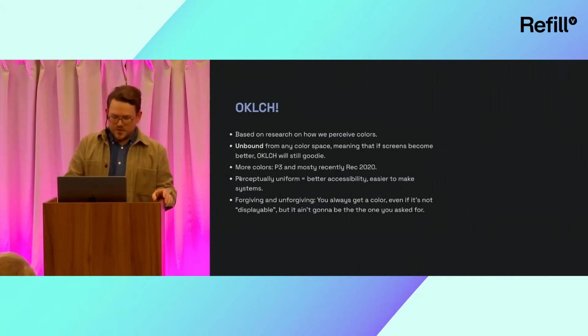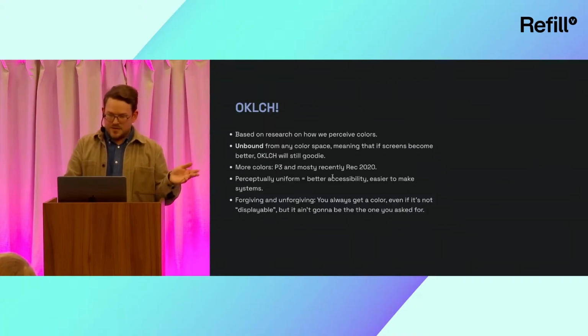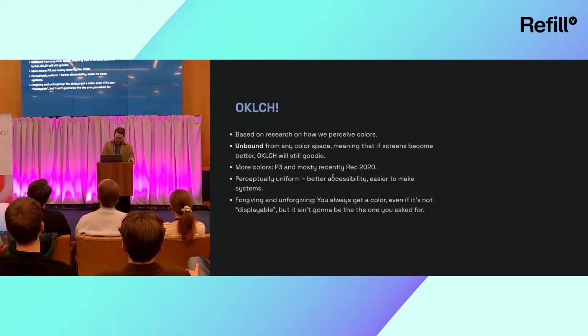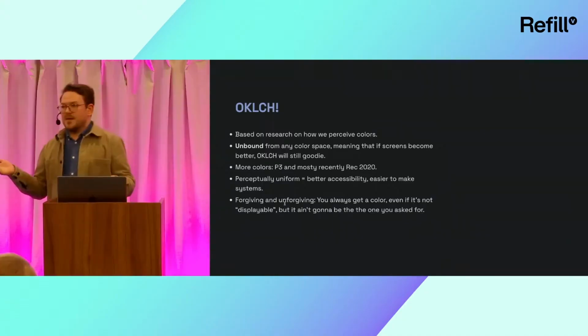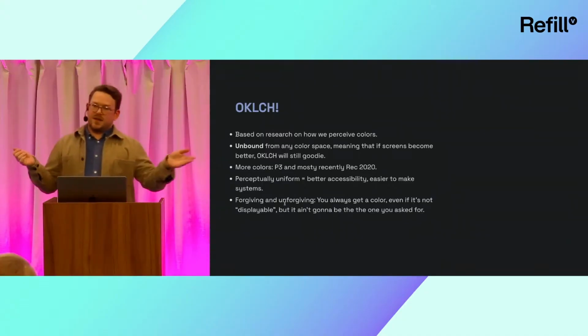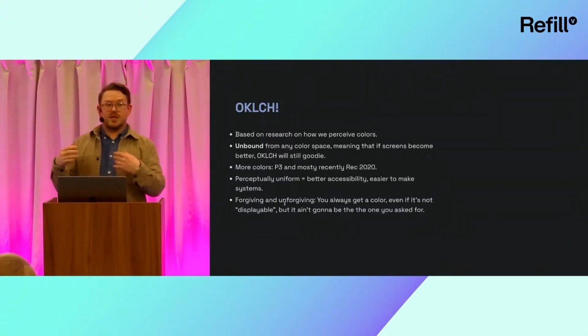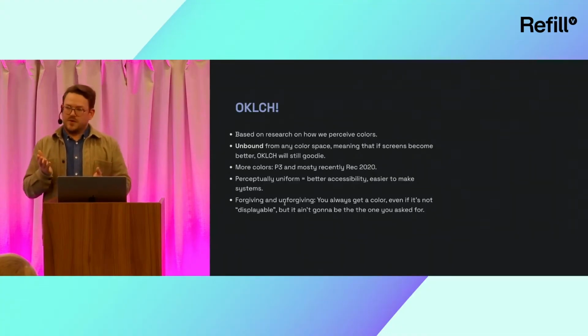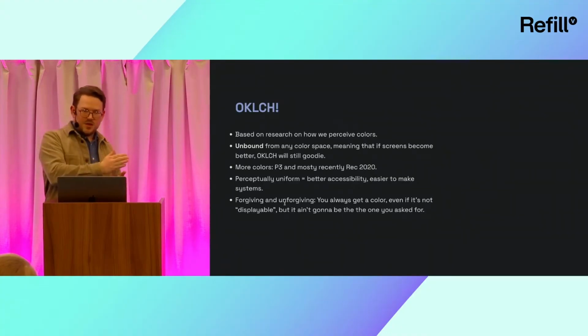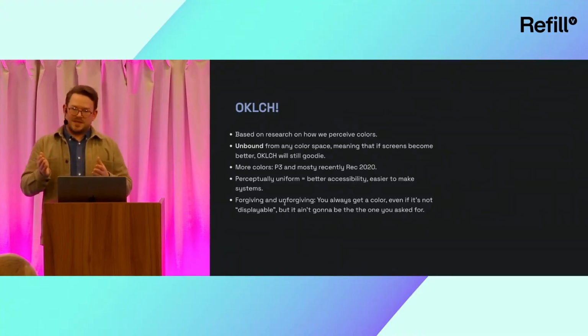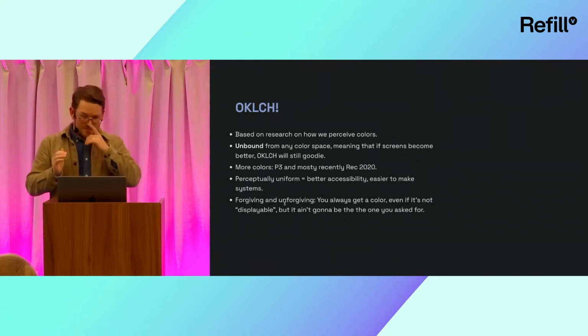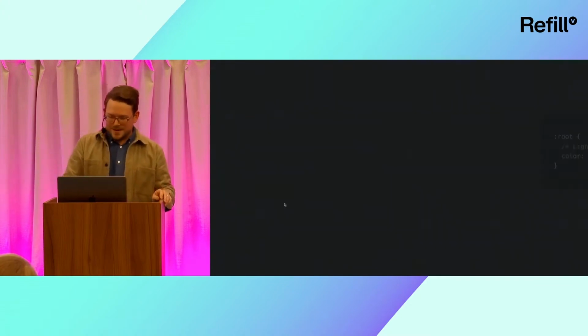And of course, it's perceptually uniform, which we'll also see later. It's worth noting that it's both forgiving and unforgiving at the same time. With HSL and the others, when you give them a color or a value, you're always going to get a color, even if that means distorting colors.